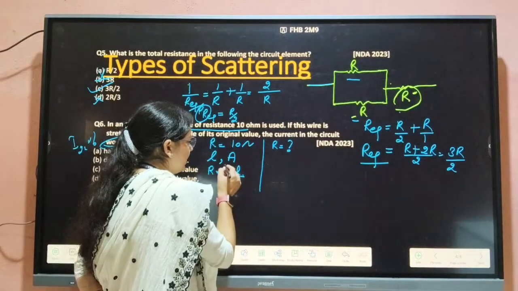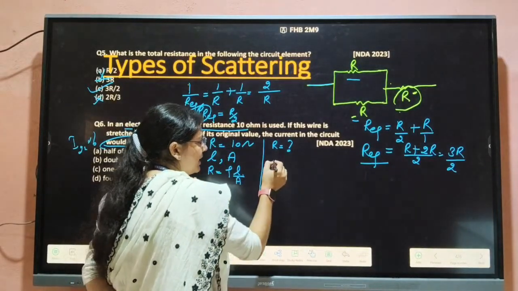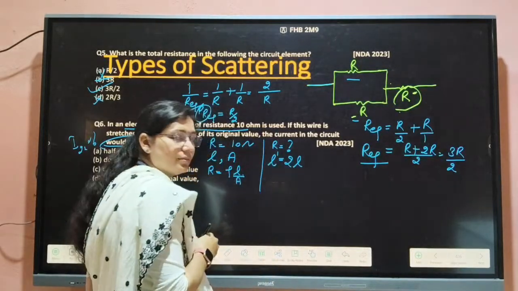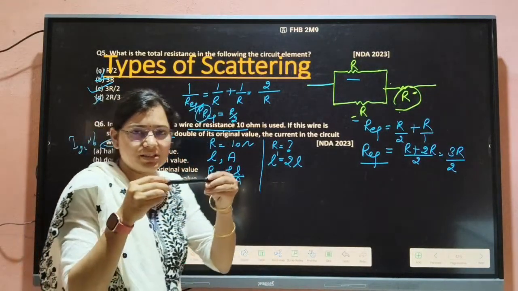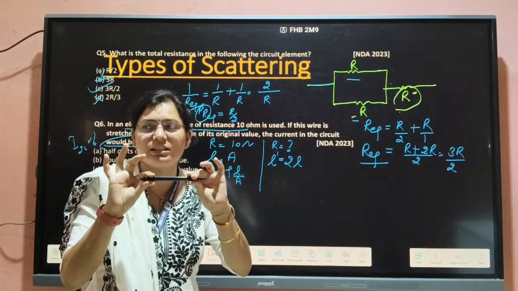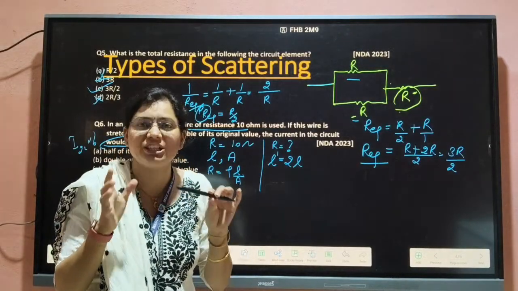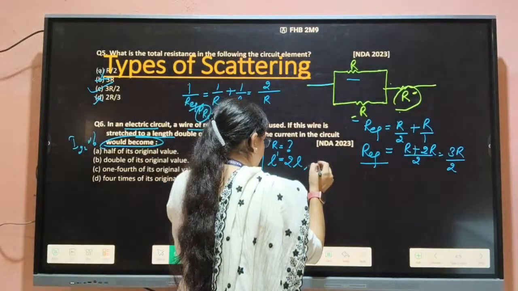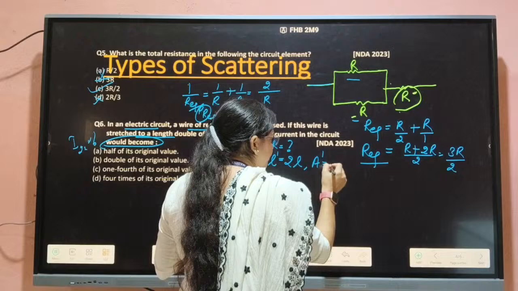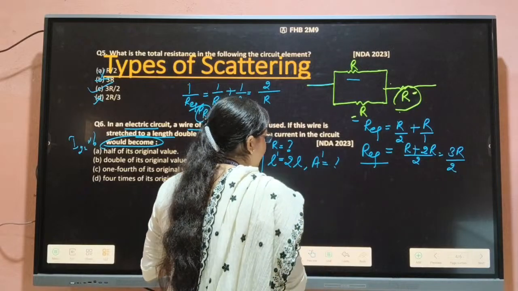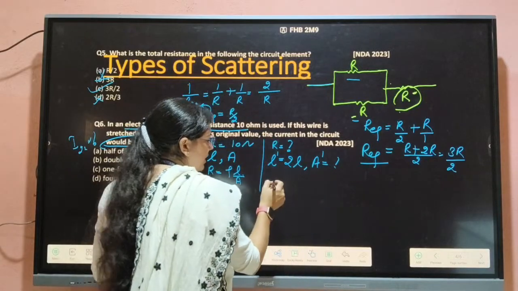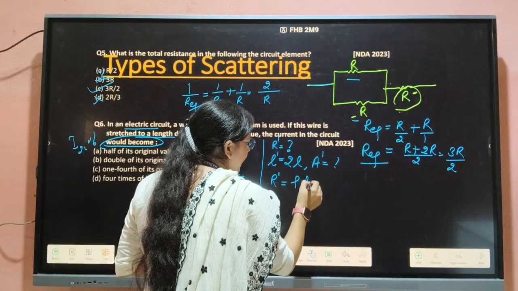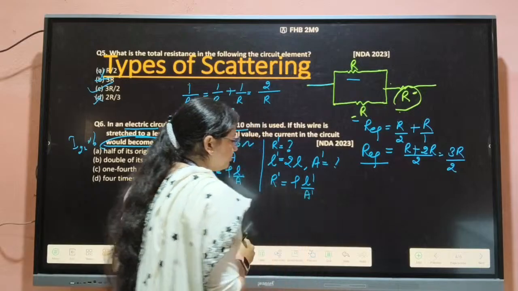So initially the length is L and the area is A. Then the length L dash becomes double the previous length. अगर इस लेंथ को खींच के डबल कर दिया जाए, तो एरिया में चेंज आएगा कि नहीं आएगा? It will change, na. So this one will change; A dash we will check here. Then R dash equals rho L dash by A dash.